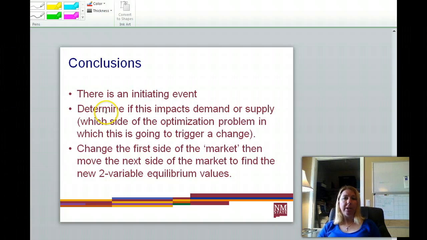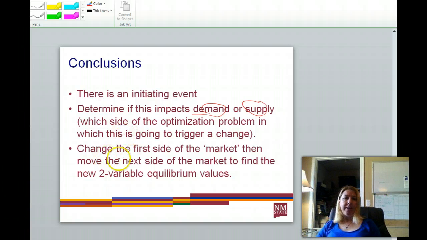And you want to determine if that event, that change, is going to impact demand or it's going to impact supply. Basically you want to think about which side of the optimization or equilibrium problem this is going to be a problem for. Is it changing demand? Is it changing supply? Is it impacting costs, which is something in supply world? Or is it changing something on the consumer side of the problem? So you have to think about which side, the benefits or the costs, are changing as a result of this event that's happening.